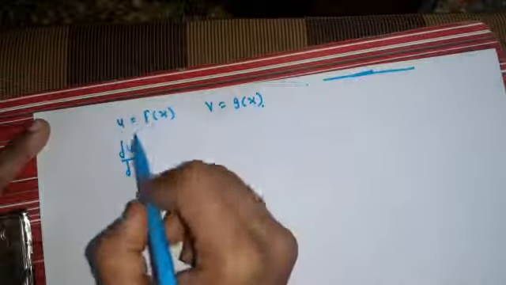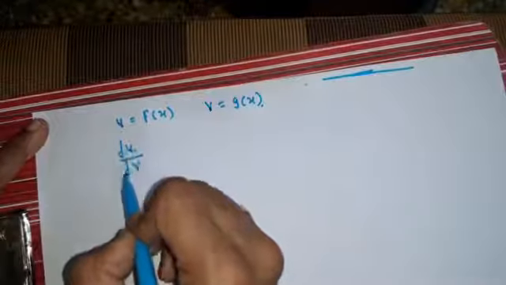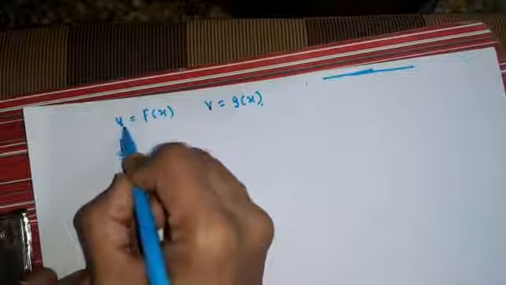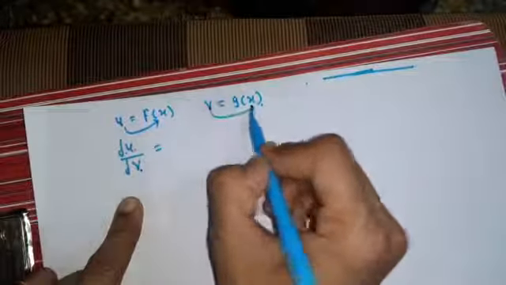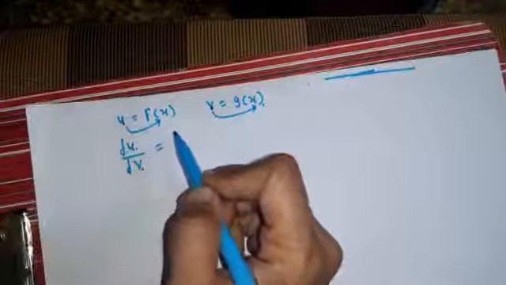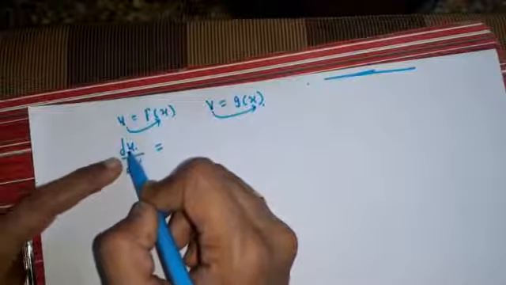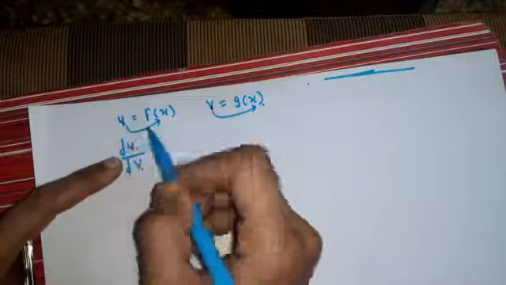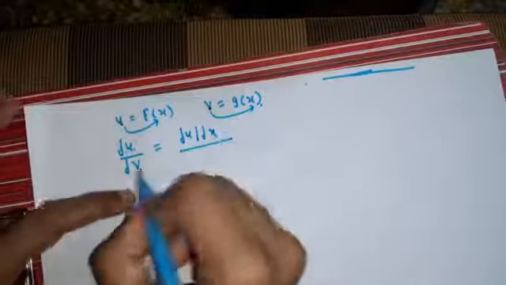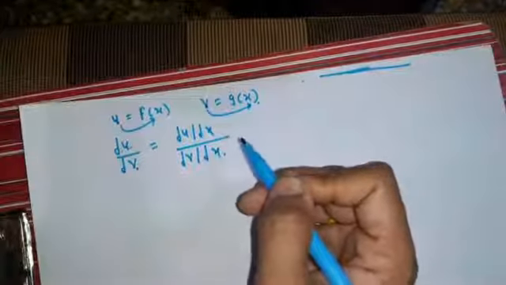Okay students, differentiation of u with respect to v is du by dv. But u is a function of x and v is a function of x, and that's why here x is the parameter, and therefore differentiation of u is du by dx upon dv by dx, by using the parametric function theorem.